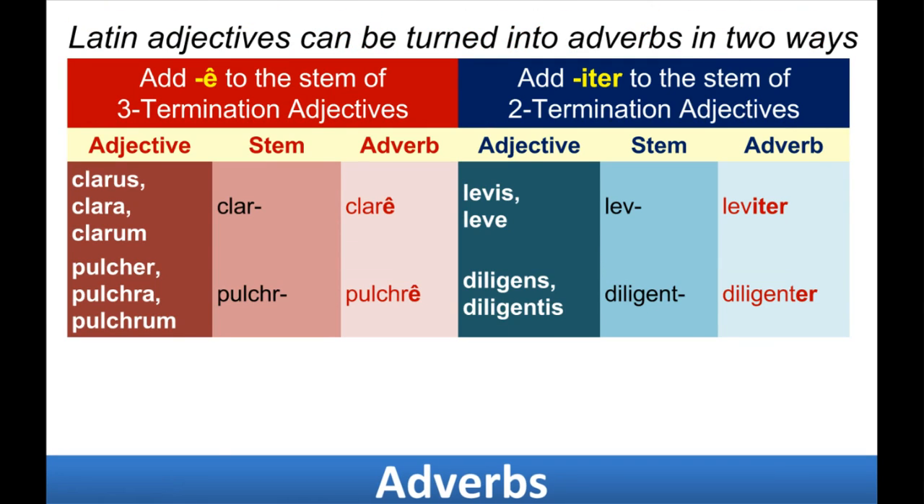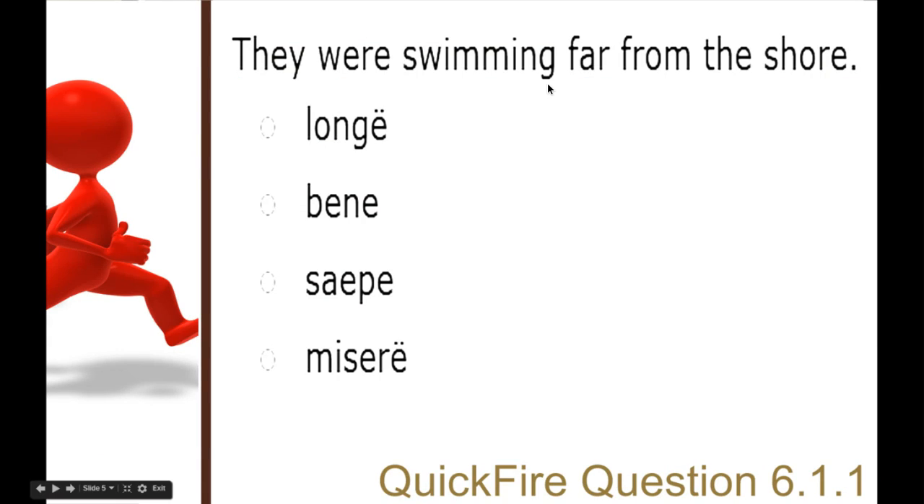Adverbs are formed off of adjectives. So they take the normal adjective stem and they generally end in E, or if it's a two-termination adjective, which we'll be learning about in several months, it can add in ter. So an adverb will either add an E or in ter. So they were swimming far from the shore. Longe, bene, saepe, misere. Obviously, it's longe.